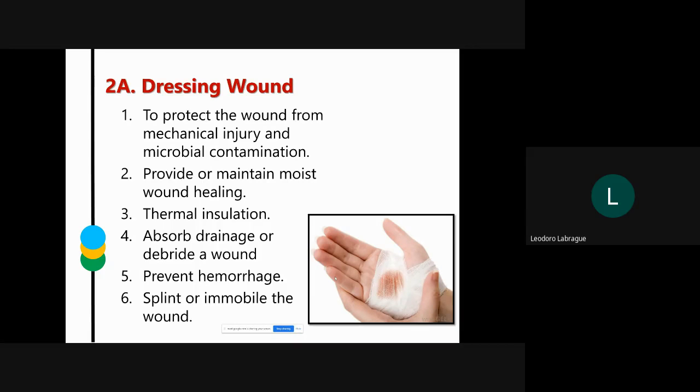Basically, these are the purposes why you dress the wound. And when you look at the photo right now, see, the patient has a wound in the palm. And basically, the wound is covered by a dressing. We call it wound dressing. And that is exactly what you're going to do next week in the lab.